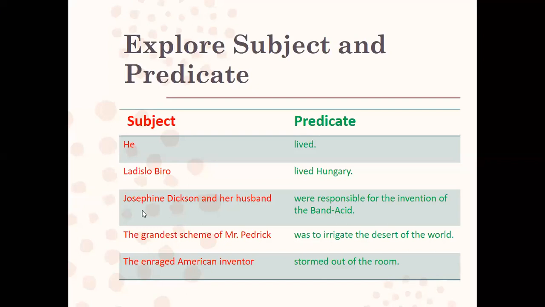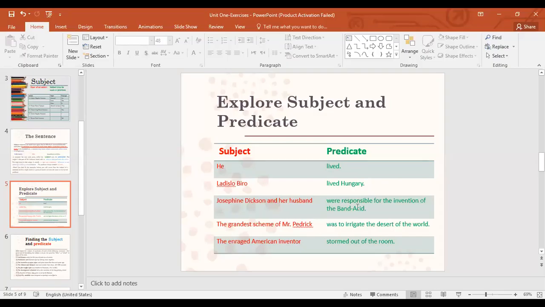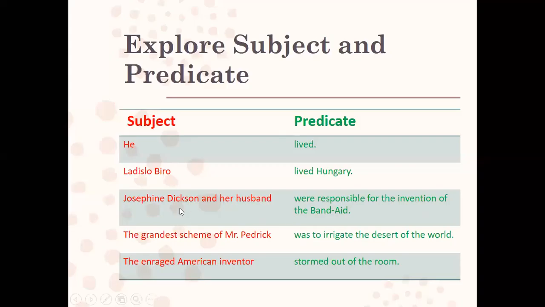Okay, I'll read it myself. Josephine Dixon and her husband were responsible for the invention of the band-aid. Sorry, this is a typing error. Band-aid. Josephine Dixon and her husband were responsible for the invention of the band-aid. This is the complete sentence I read.